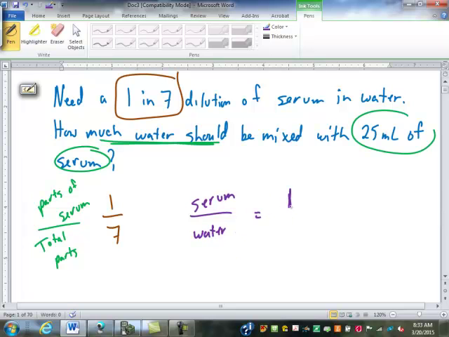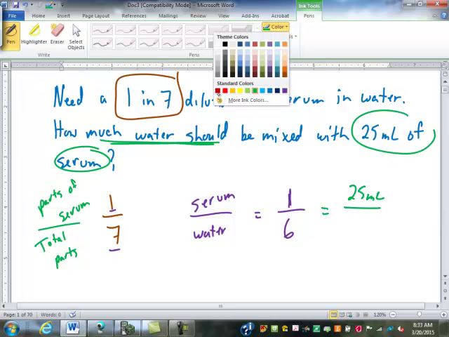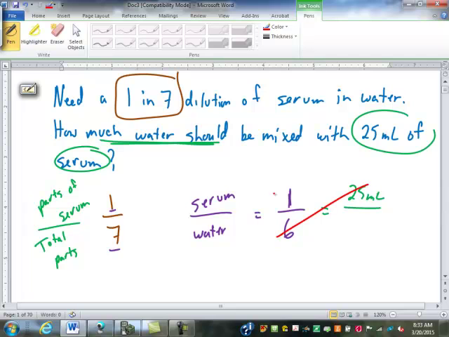Well, we still have just 1 part serum, but how many parts water do we have? 6. Perfect. 7 total parts. If 1 is serum, the other 6 is water. So that allowed us to complete our ratio, putting the 25 milliliters in for the serum, and cross multiply and divide. 6 times 25 divided by 1 is 150 milliliters.